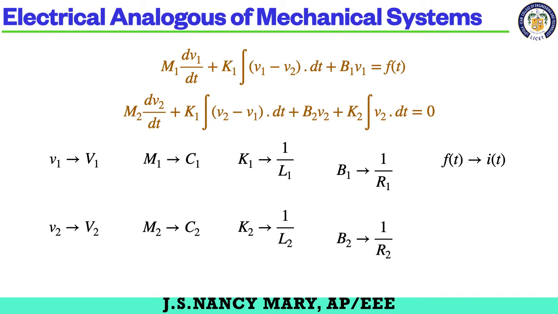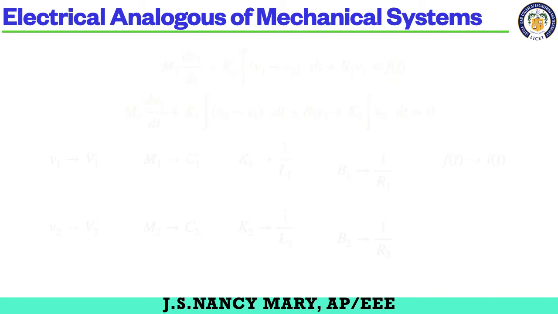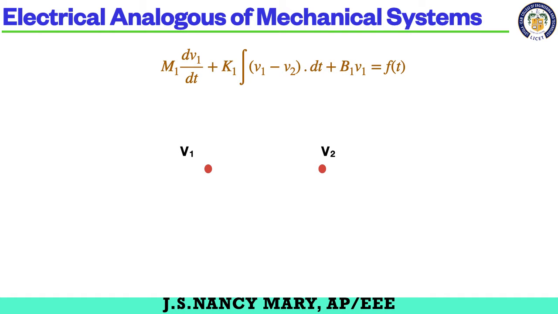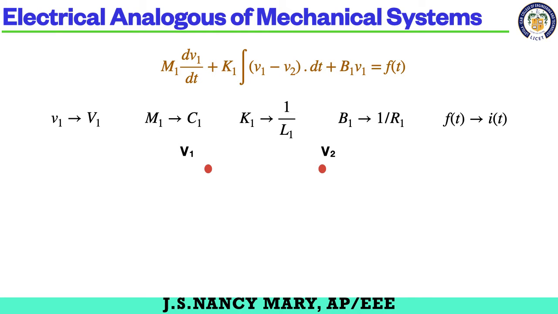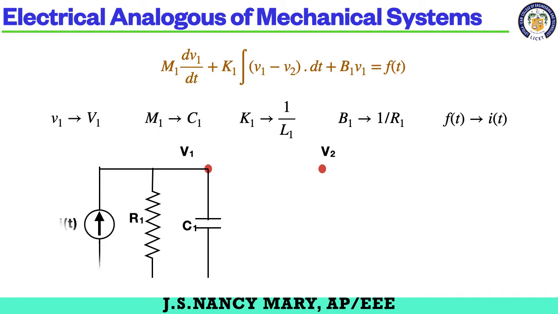As we have two masses, we are going to have two nodes. So I'm naming them V1 and V2. Here, if you see, M1 and B1 are connected only to V1. So I'm going to connect M1 and B1 to V1. Instead of M1, connect a capacitance. Instead of B1, connect a resistor, in parallel. Again here, the f of t is connected only to V1. So I'm going to connect an I of t to V1.